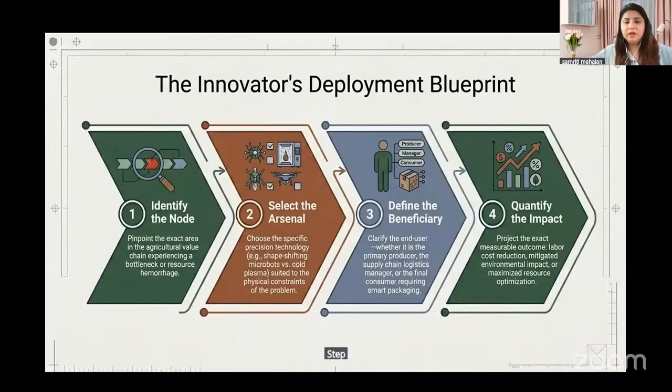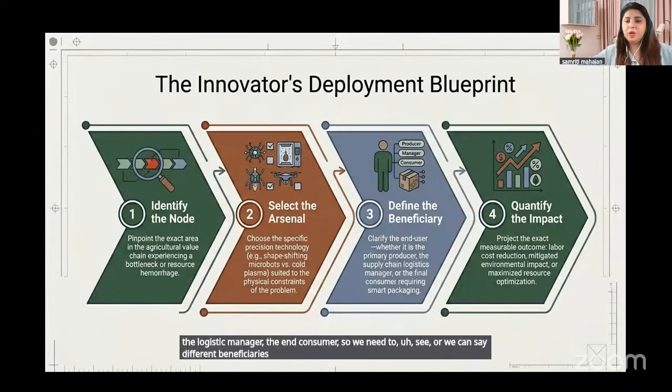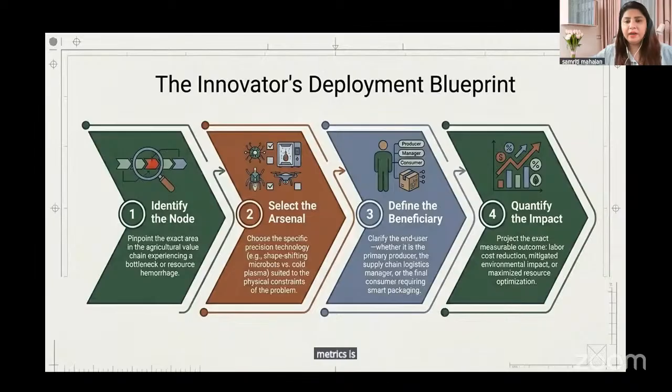Step 3 would be to define the beneficiaries. So we need to clarify who benefits out of that. Is it the primary producer, the logistics manager, the end consumer? So we need to see that different beneficiaries require different deployment designs and different success metrics. So that needs to be there.